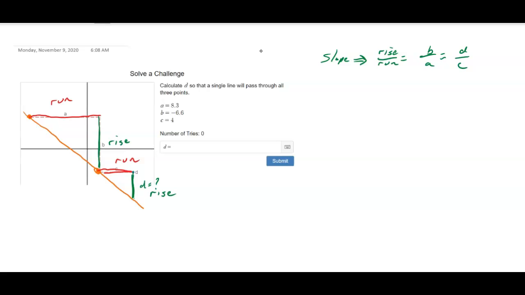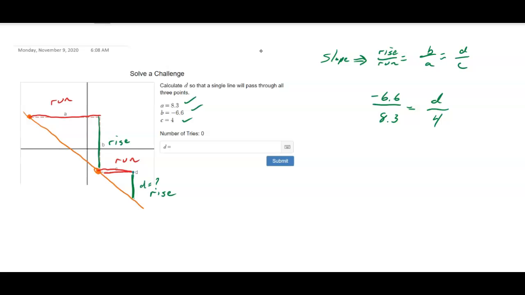Well, we know a couple of the values. They gave us A, B, and C. So let's plug in those values the way they gave it to us. B is going to be negative 6.6. A is going to be 8.3. D is what I'm trying to find. I don't know what the D value is yet, but I will. And then C is going to be 4. And so now all I have to do is solve this equation for D.